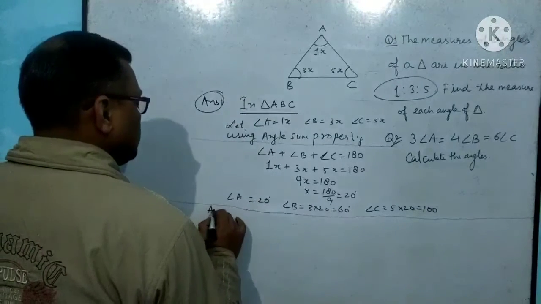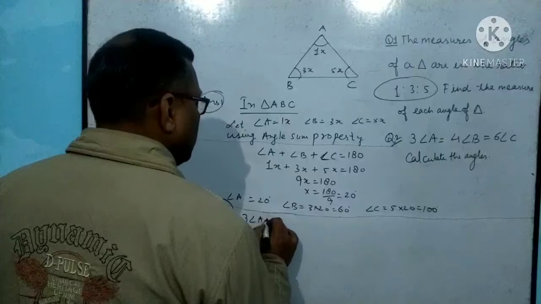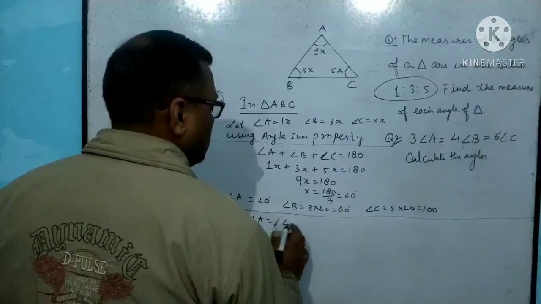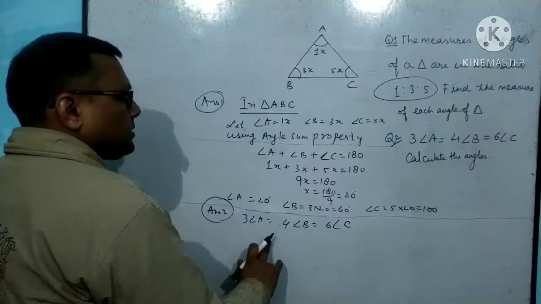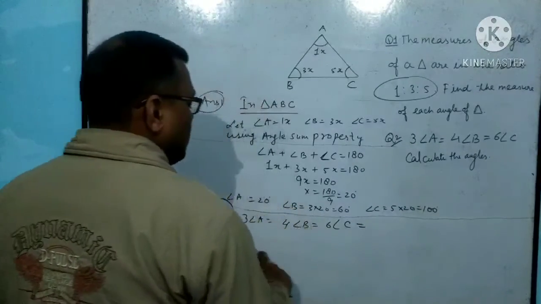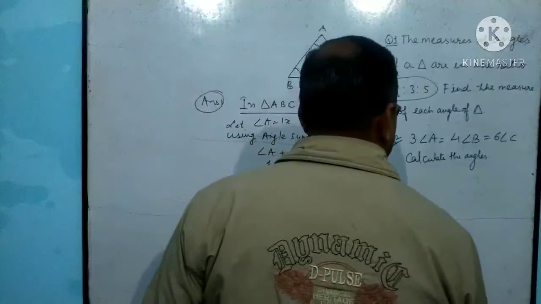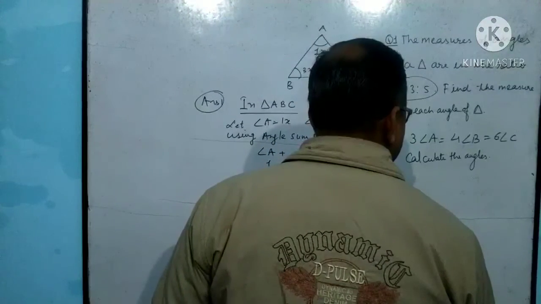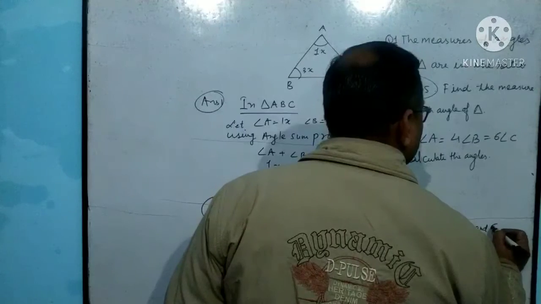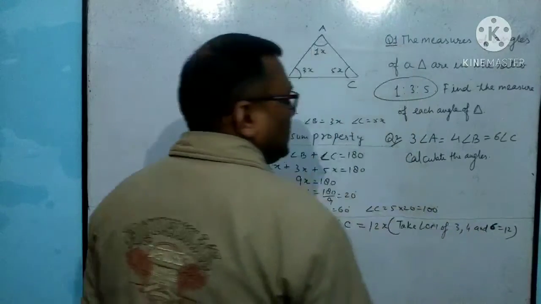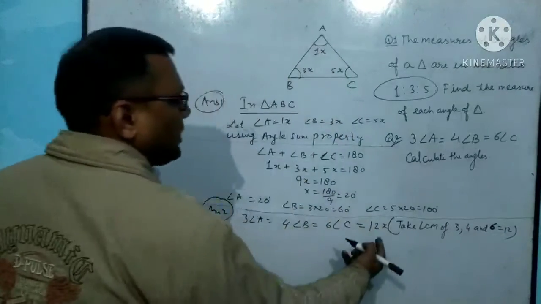And the second problem is: 3 times angle A is equal to 4 times angle B is equal to 6 times angle C, and I take all of these equal to the LCM of 3, 4 and 6. I first take the LCM of 3, 4 and 6, and it comes to be 12. You note it down separately on paper and find the LCM separately, and it comes to be 12, so I take it as 12x.